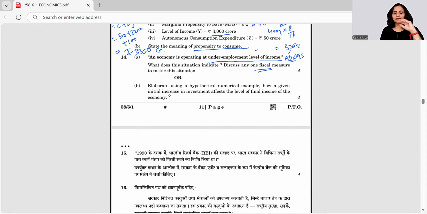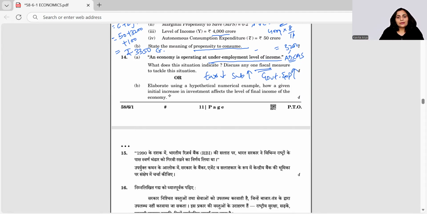Repo rate, reverse repo rate would not be talked about here. Here we'll say tax, subsidies, government expenditure. So here taxes should be reduced, subsidies should be enhanced, or government expenditure should be enhanced if we want to bring back the economy at that same level.